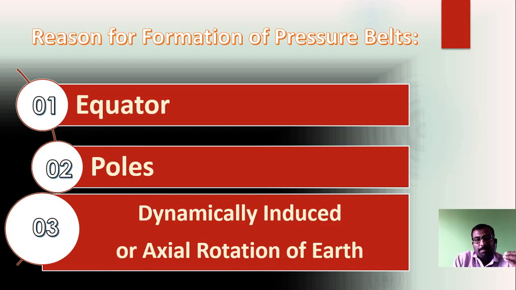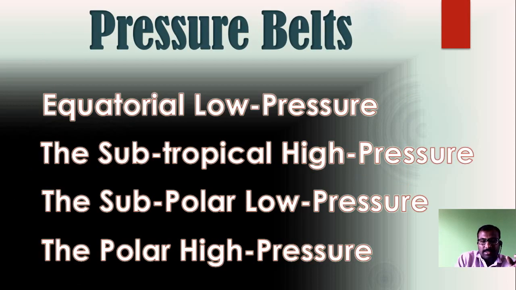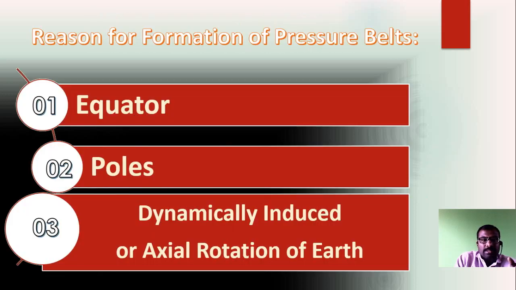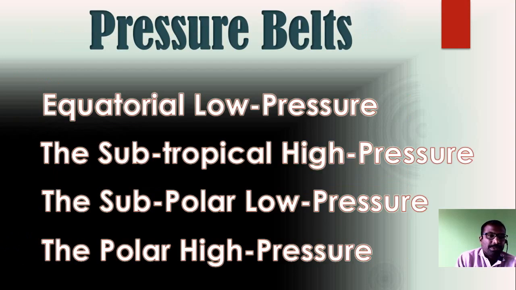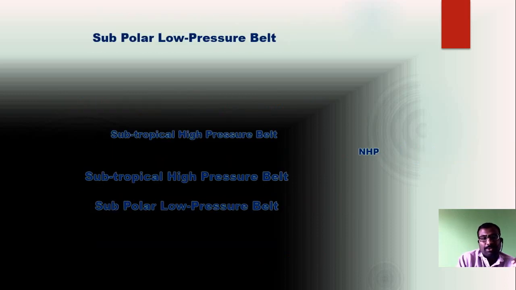The reasons for the formation of these belts: the first one is the equator. The second reason is the poles, and the dynamic cause, including the axial rotation of the earth. These are the three main causes for the formation of the pressure belts on the earth's surface. We see the details about these pressure belts: the equatorial low pressure belt, the subtropical high pressure belt, the subpolar low pressure belt, and the polar high pressure belt.